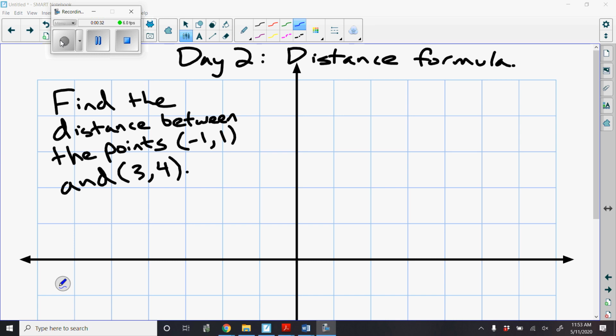-1, 1 is right here. 3, 4, so 1, 2, 3, 1, 2, 3, 4. So here we have -1, 1, and 3, 4. And again, I want to find the distance of this line.